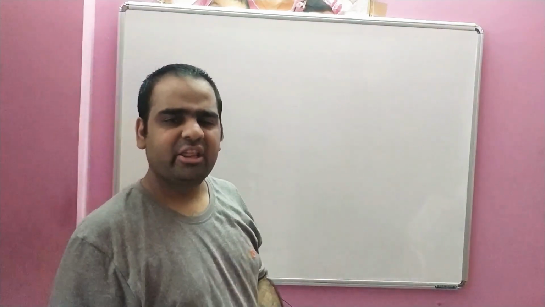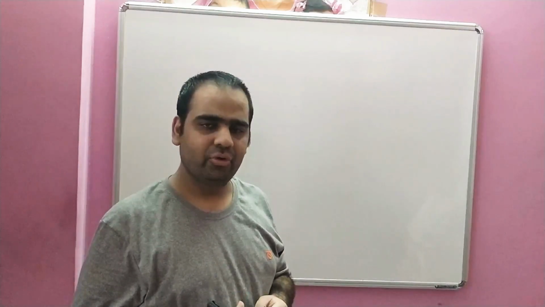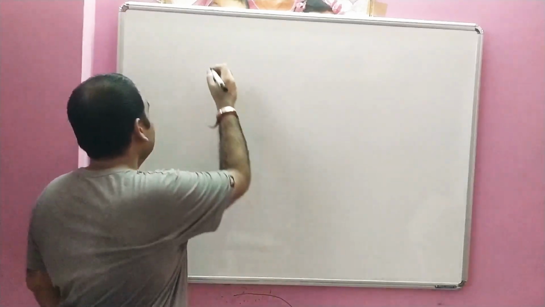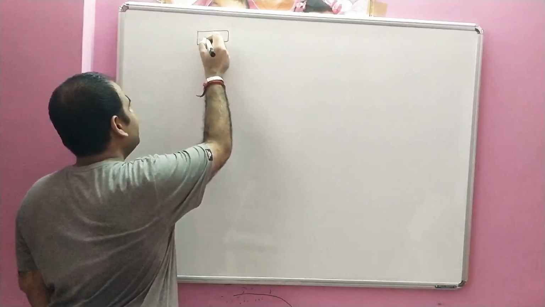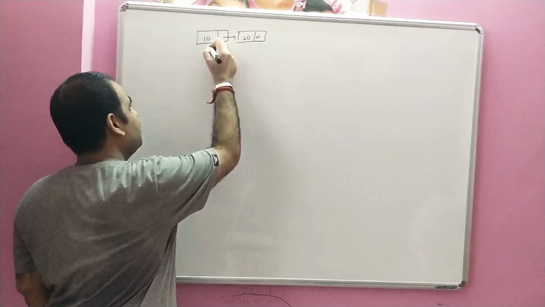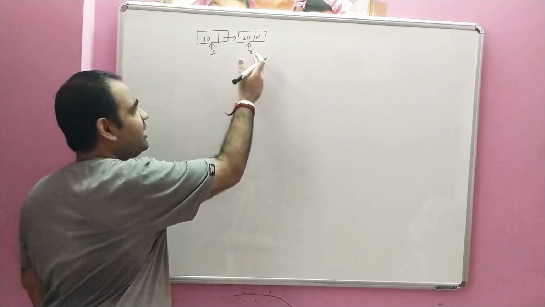I have already explained the structure representation of queue for both arrays and linked list. Let me reiterate for linked list again. Now what we have is a collection of nodes. Suppose this is the linked list. This is the queue, this is the front end and this is the rear end.